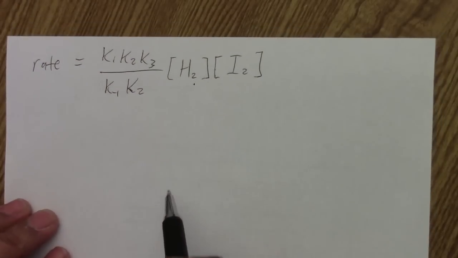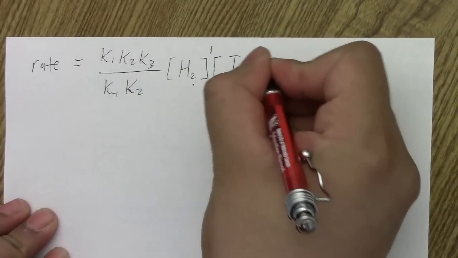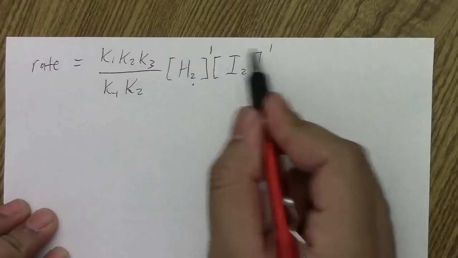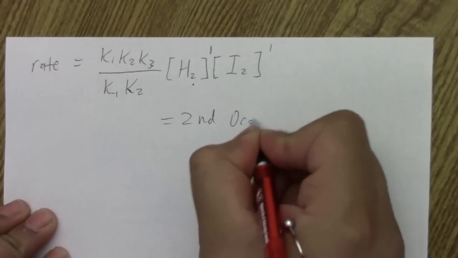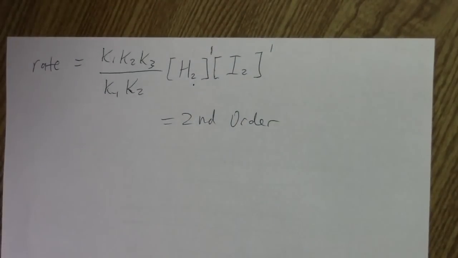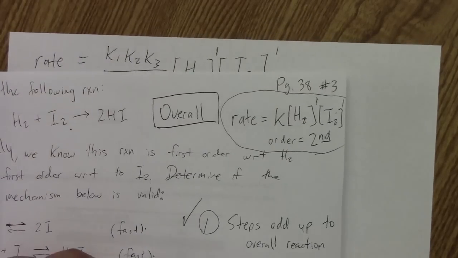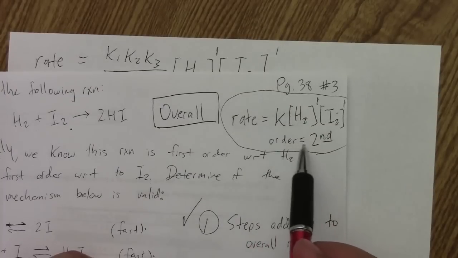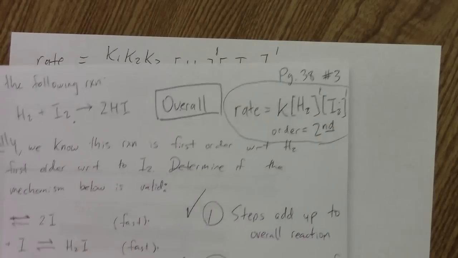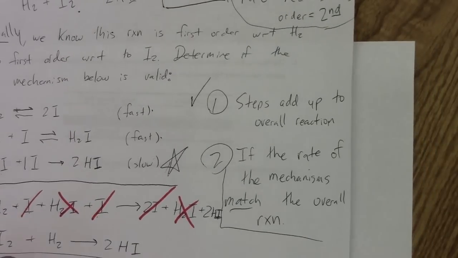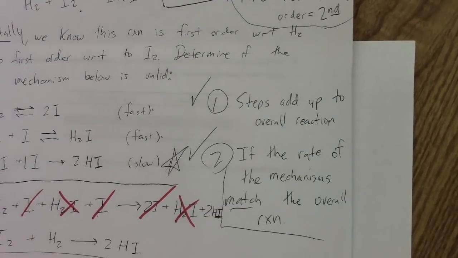So let's take a look. There's an implied 1 up here, and an implied 1 up here. 1 plus 1 is equal to 2, so it's second order. Does that match the order we found earlier? Down here, we see initially our experimental order we found was second order, and so sure enough, yes, this mechanism is valid.